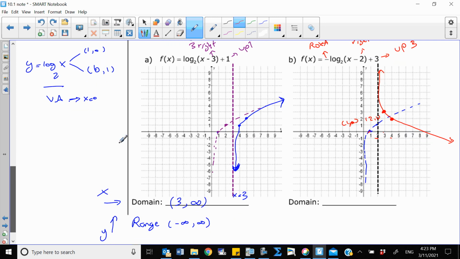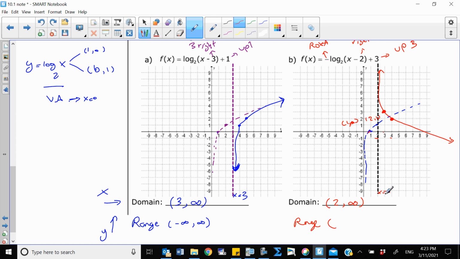Now, what is the domain here? Move from left to the right. Where does your function start from? It starts from this asymptote, which is at x equal to 2. So it starts from 2 and goes to infinity, and parenthesis for 2 because the 2 itself is not included. Range.